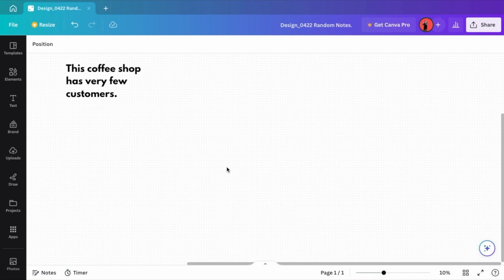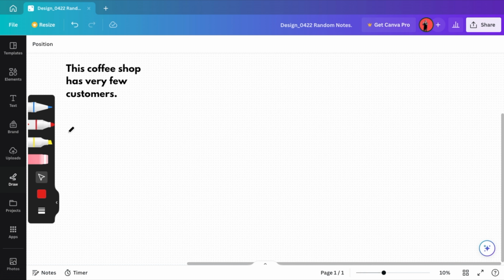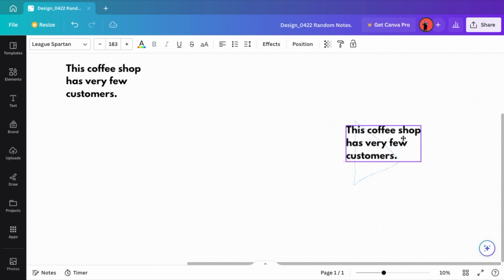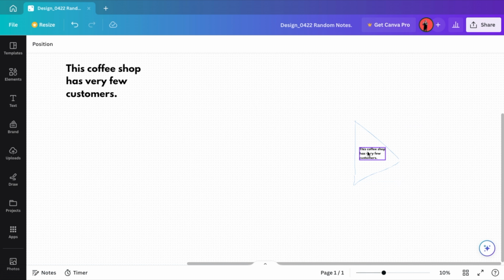So let's create a fishbone diagram. We'll basically make the shape. I'm going to just take the draw tool and draw the head. The head of the fishbone diagram is where the main problem is going to be. So I'm going to take this and put it into the main area. This is the main problem that we are trying to deal with.